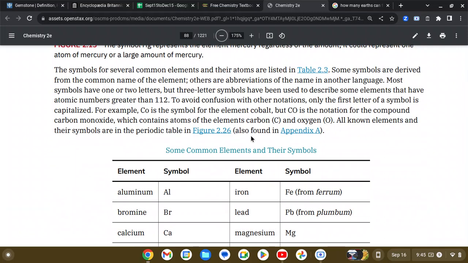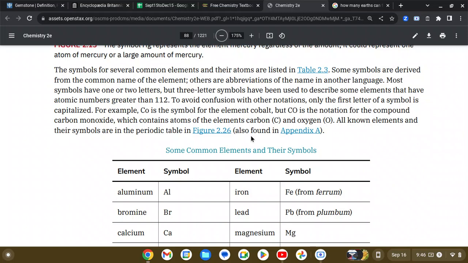Some symbols are derived from the common name of the element. Others are abbreviations of the name in another language. Most symbols have 1 or 2 letters, but 3-letter symbols have been used to describe some elements that have atomic numbers greater than 112. To avoid confusion with other notations, only the first letter of the symbol is capitalized.